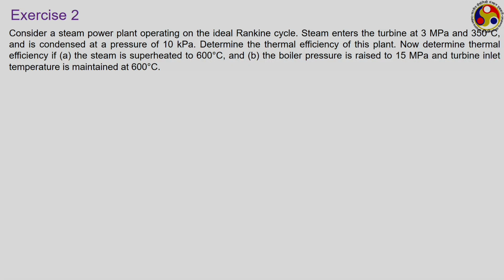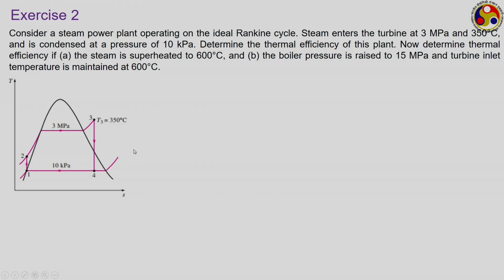Here we are talking about a steam power plant operating on an ideal Rankine cycle. Steam enters the turbine at 3 megapascal and 350 degrees Celsius and is condensed at a pressure of 10 kilopascal. So, this is a very standard cycle shown here. Let us try to calculate the thermal efficiency for this plant. Superheating is there, but none of the options that we discussed has been explored here.